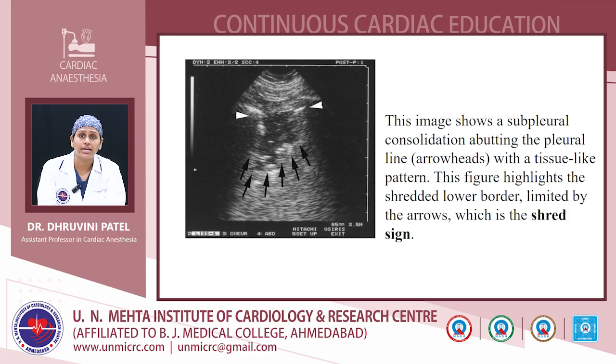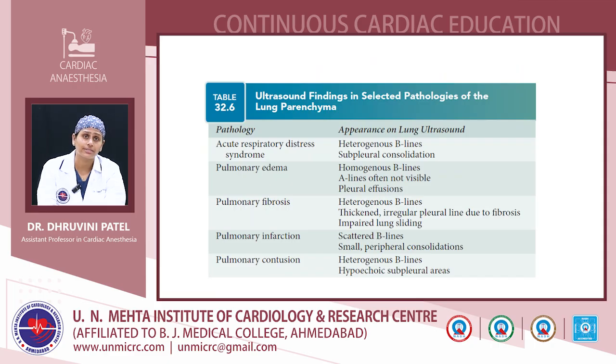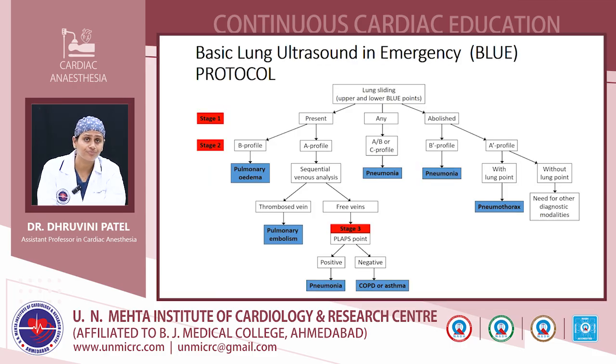The upper arrow indicates that the subpleural consolidation abuts the pleural line, and the lower border is the shred sign. If the area of consolidation is large, then the deeper border is not appreciated and the consolidated lung appears as tissue, a continuation of the liver on the right side and the spleen on the left side. A dynamic air bronchogram signifies consolidation and a static air bronchogram indicates atelectasis. These are ultrasound findings in selected pathologies of the lung parenchyma for diagnosing different pathologies.